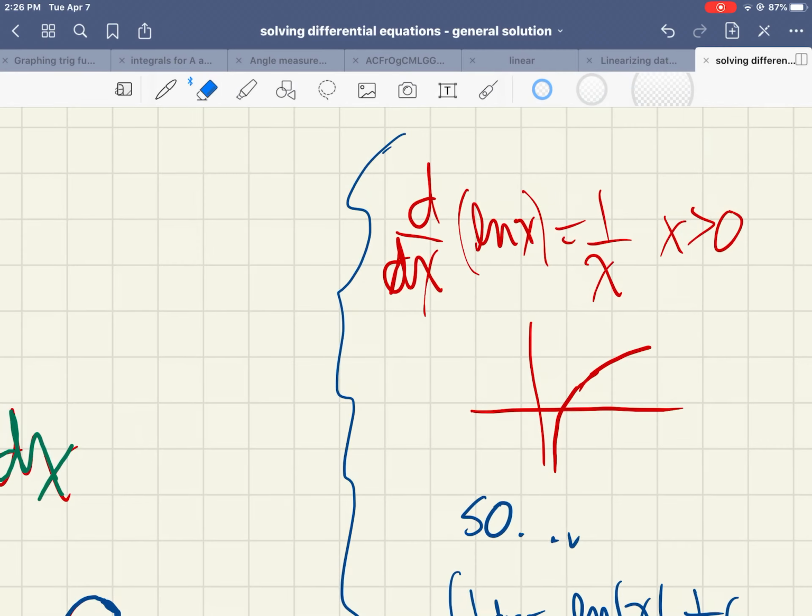I'm just going to do a quick little screencast on solving differential equations. These are going to be general solution equations. In other words, it's going to have c, the constant of integration, in it. And they're going to be ones with exponential.